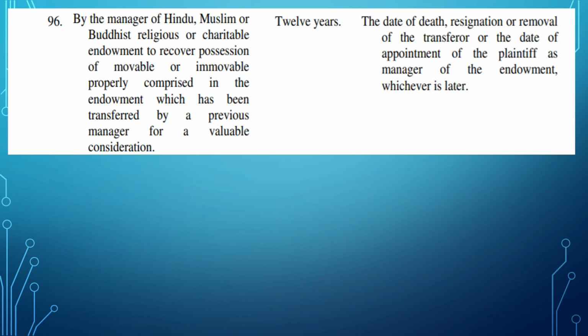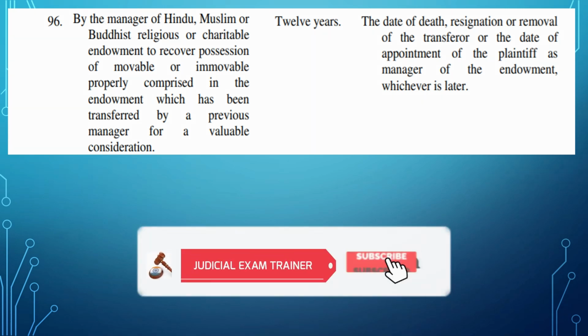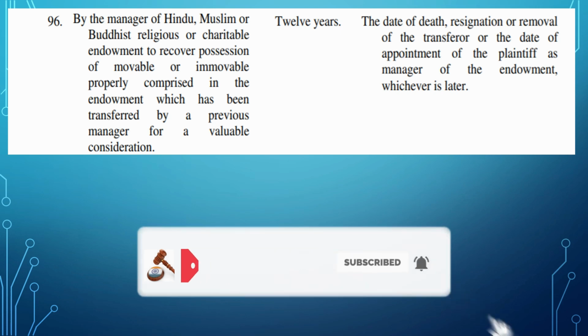in that case, the current manager or the present manager can file a case against the previous manager to recover the property. And he needs to file the case within 12 years of the death of the previous manager or his resignation or removal, or from the appointment of the plaintiff as manager of the endowment. Whichever is later among these two aspects, from that period onwards, the 12 years will be counted as limitation.